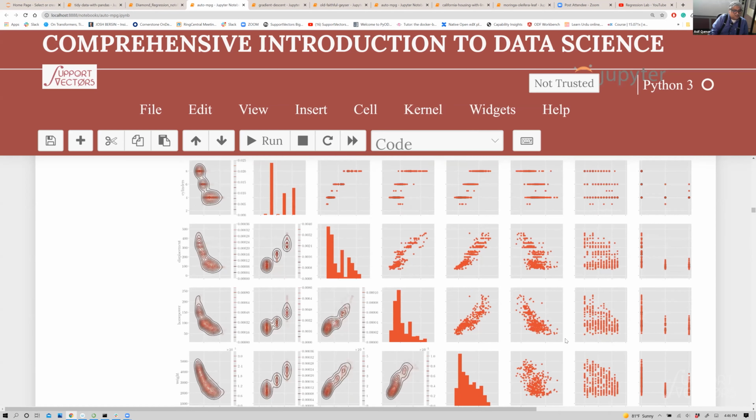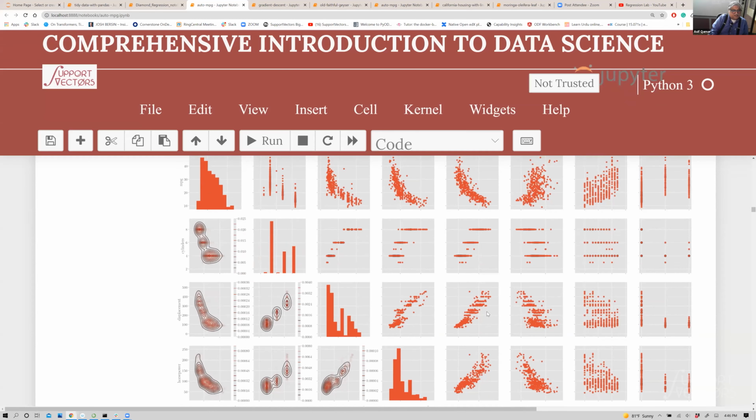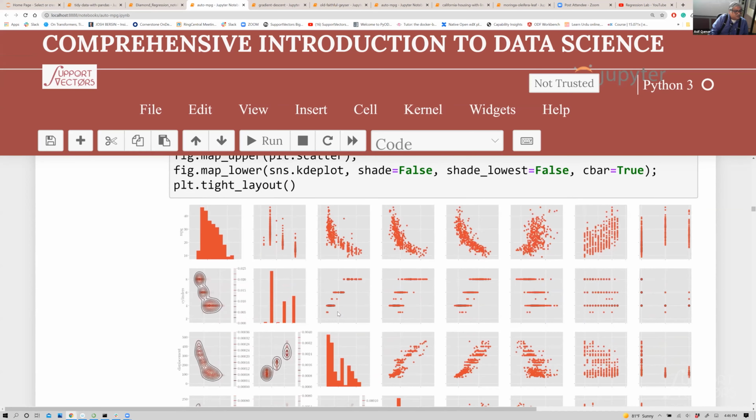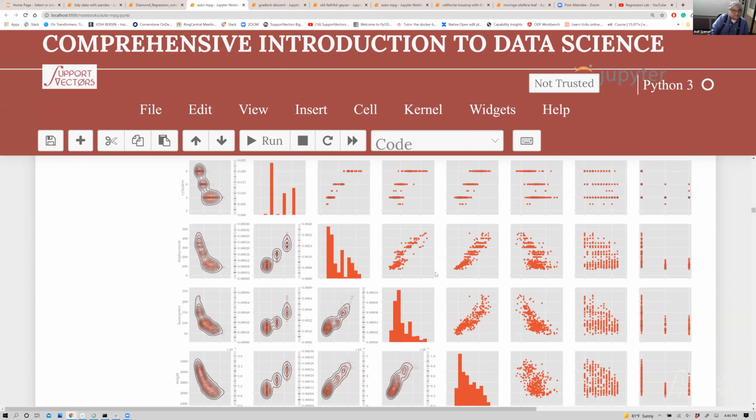Look at this plot and look at, for example, displacement. What is this? Let's look at this one. This is displacement versus what? Displacement versus weight is this plot. Can you guys see where my mouse is? What would you say?